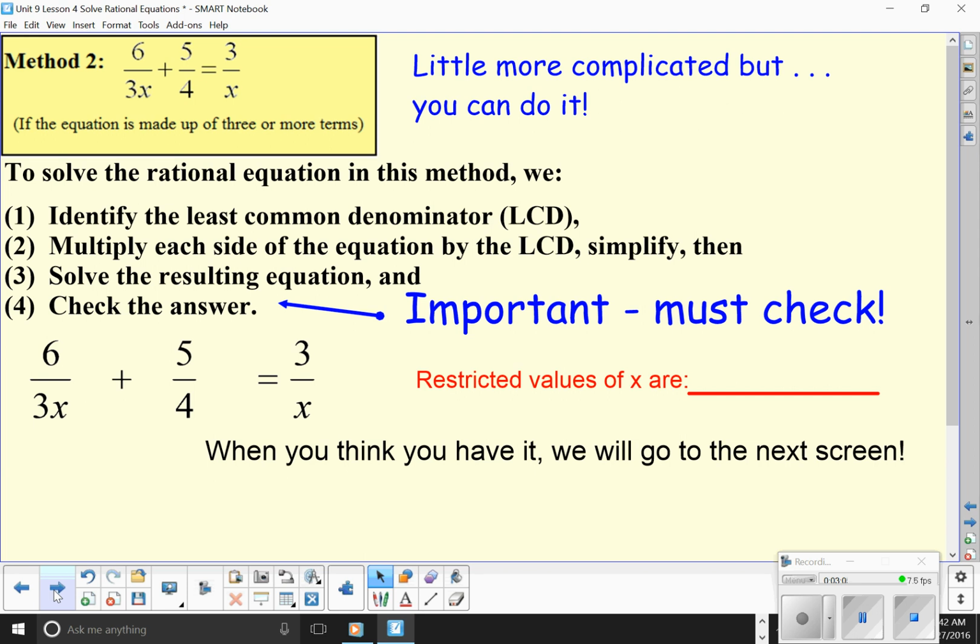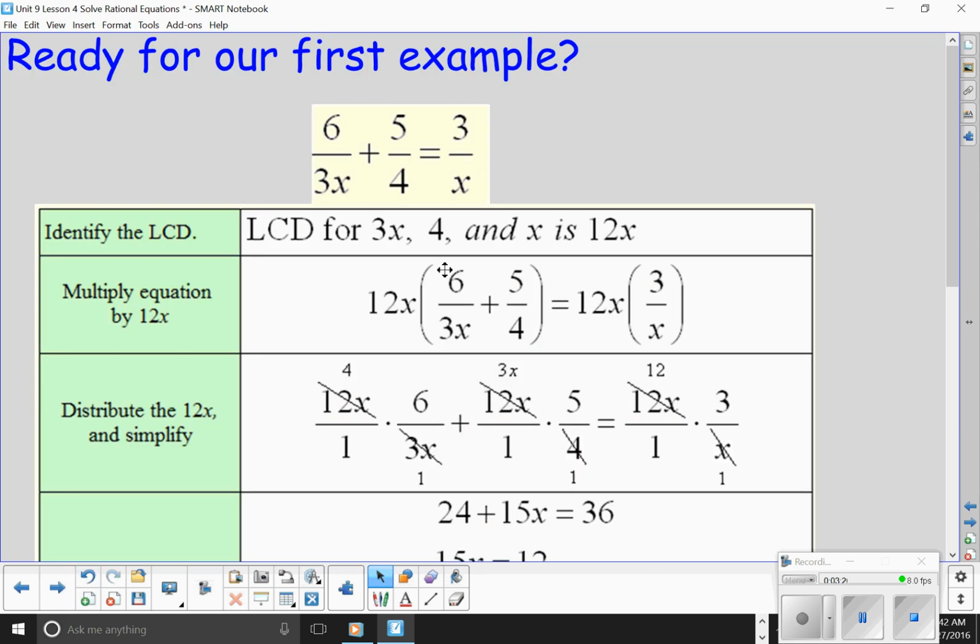So, first things first. Before you even start solving, identify your restricted values. So here, my restricted value, x, does not equal 0. Okay? Now, let's go to the next one. And the LCD for 3x, 4, and x is 12x. So I'm going to multiply the entire equation through, both left and right side of the equals, by 12x.